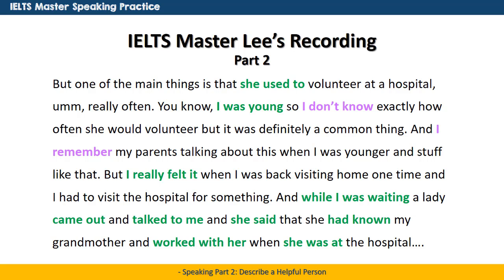Okay? And also, next here we have worked with her. Is this past simple or is this past perfect, like had known? This is actually past perfect. It should be she had known my grandmother and she had worked with her. But because I have had known before, I don't need to say had. I don't need it twice. I can just say she had known my grandmother and worked with her. I don't need to say she had known my grandmother and had worked with her. It's not necessary. When she was at the hospital.